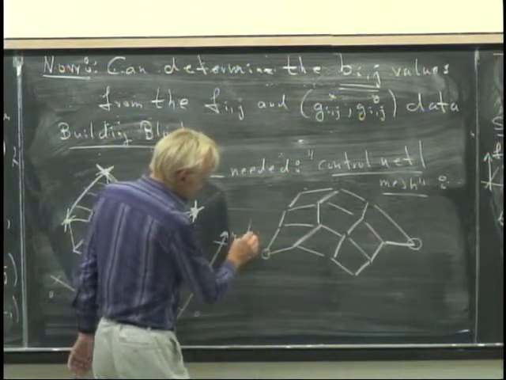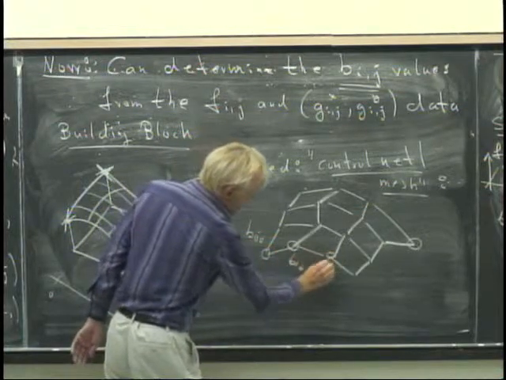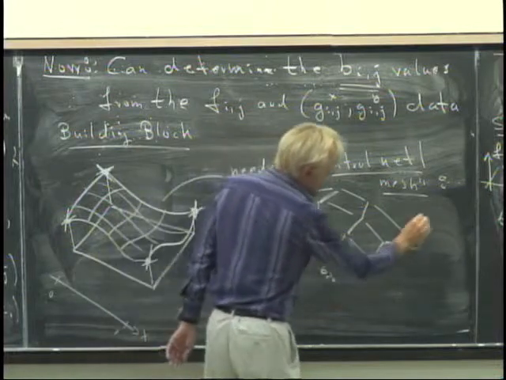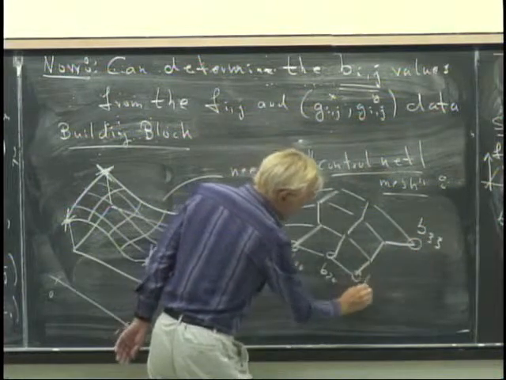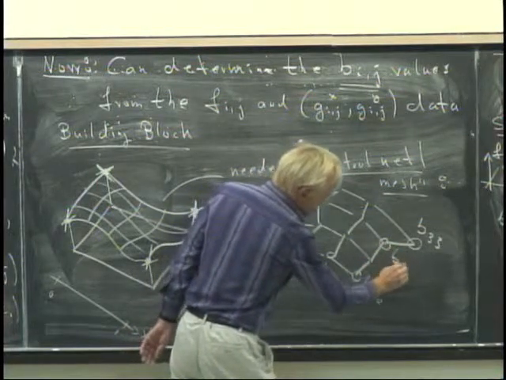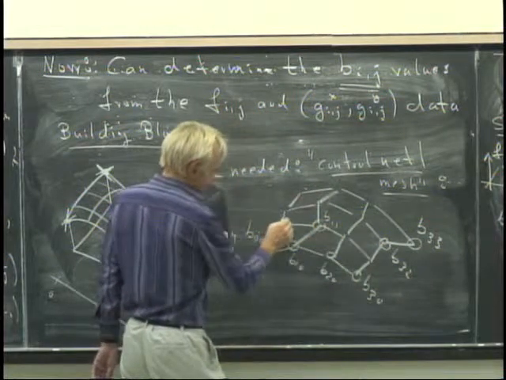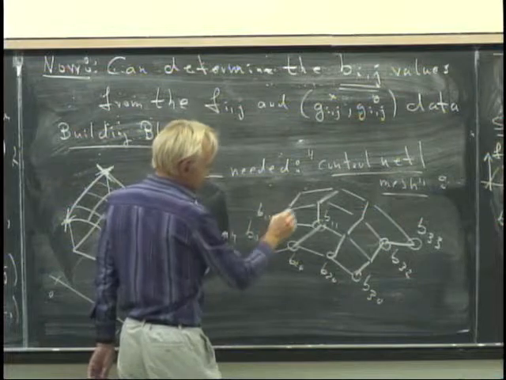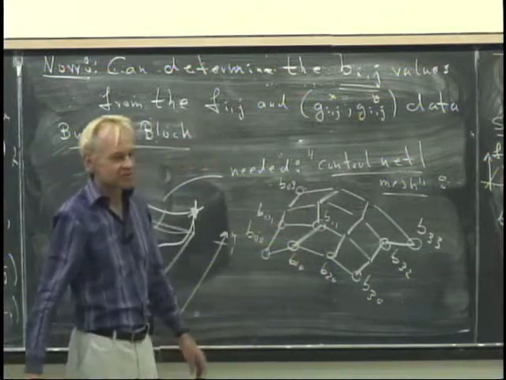So this is a point B00. This is a point B10. This is a point B20. This is a point B33. This would be the point B30. This guy, for example, would be the point B32. This guy here would be B11. This is B01. This guy would be, for example, B03, and so forth.